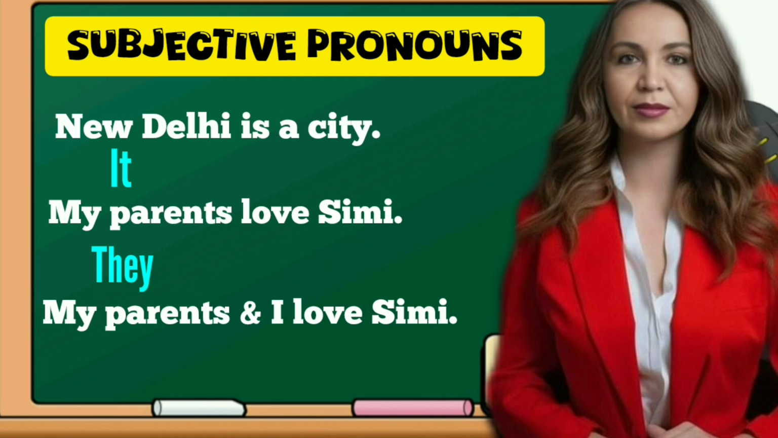The last one is similar to the previous one. My parents and I love Simi. Here, my parents are two people, and I means I am including myself with the two people who are there. So we are going to say we love Simi. That means all of us love Simi.